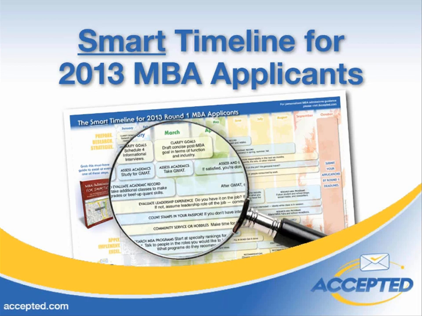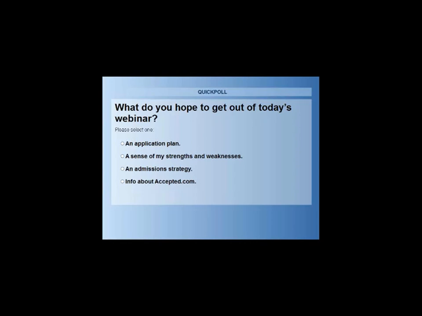Okay, I also have another question for you, and this is going to be a poll that you're going to see on your screen in just 1 second. What are you hoping to get out of today's webinar? You can hope for more than one thing. You can choose multiple options. And the options are an application plan, a sense of my strengths and weaknesses, an admission strategy, or a little info about accepted.com. And again, you can choose more than one option.